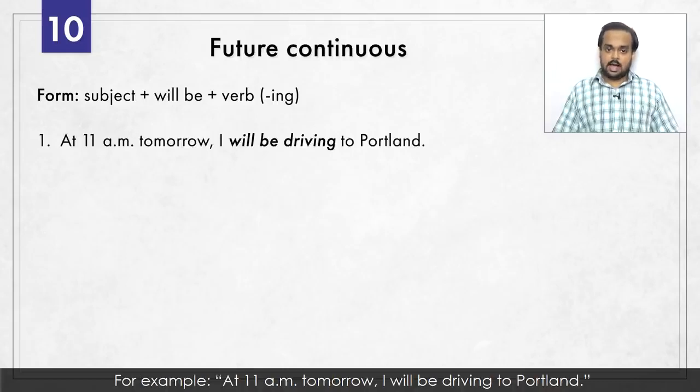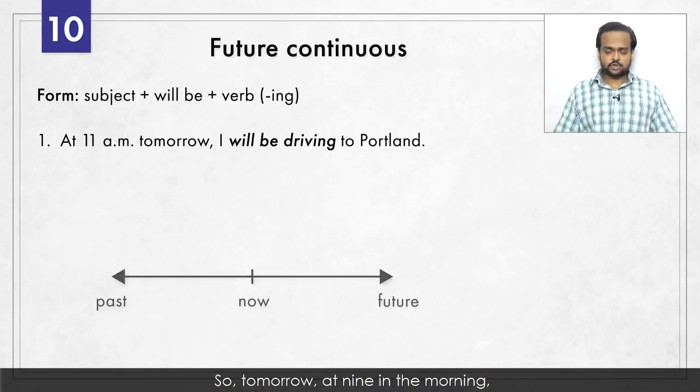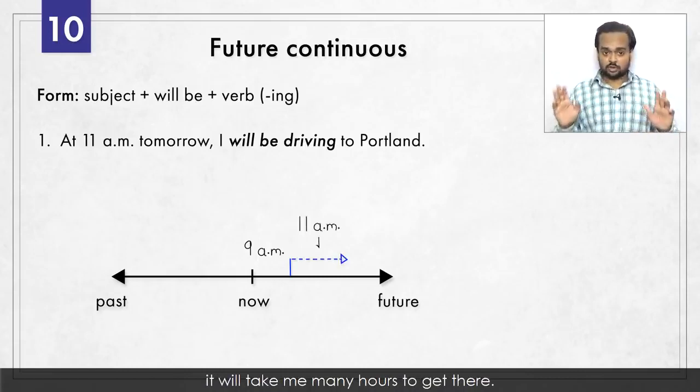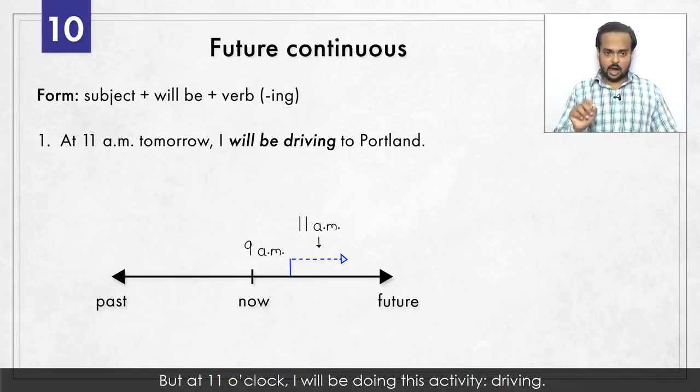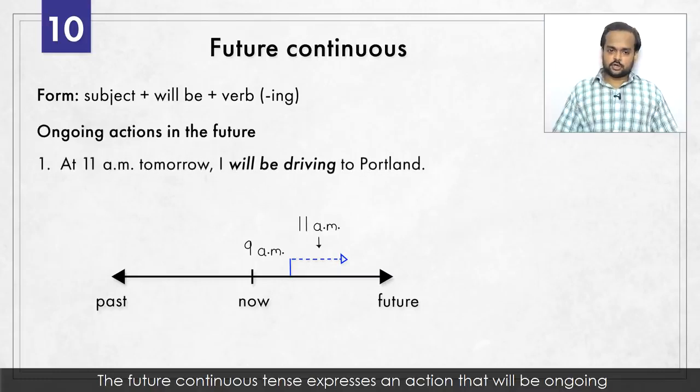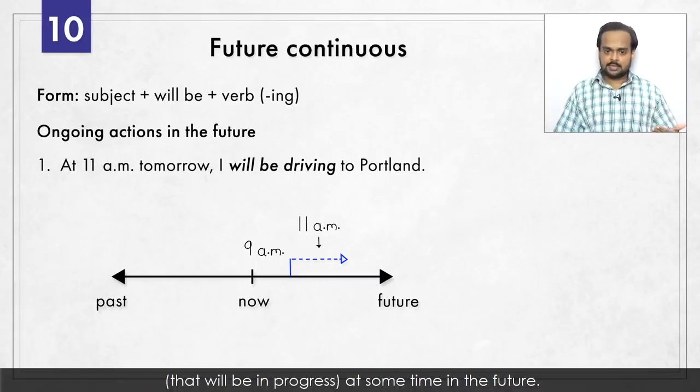For example, at 11 a.m. tomorrow, I will be driving to Portland. So tomorrow at 9 in the morning, I'm going to start driving to Portland. It will take me many hours to get there, but at 11 o'clock, I will be doing this activity, driving. The future continuous tense expresses an action that will be ongoing, that will be in progress at some time in the future. Here's another example.